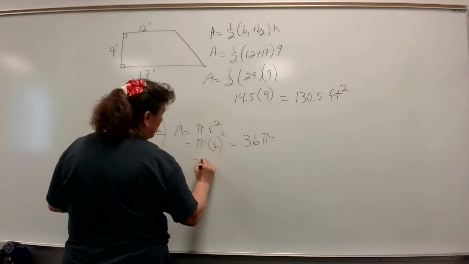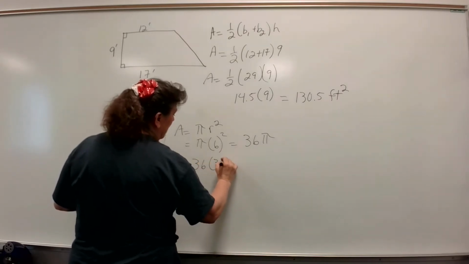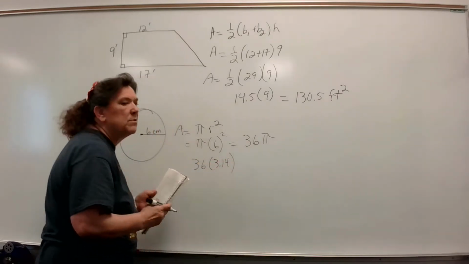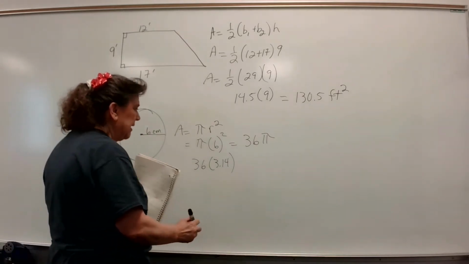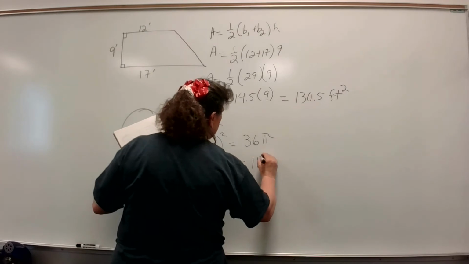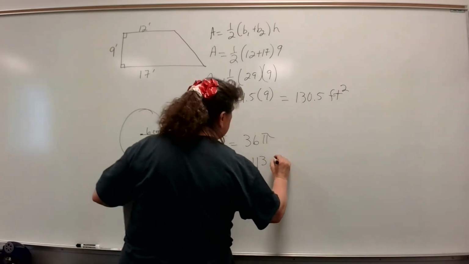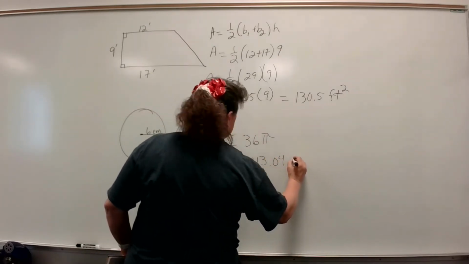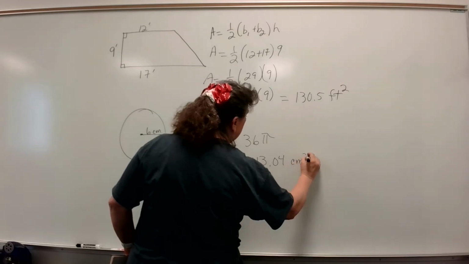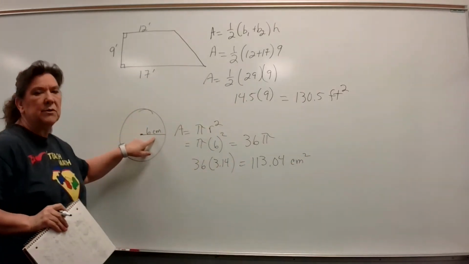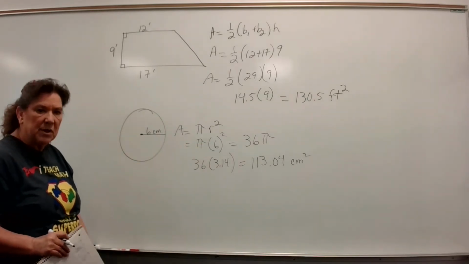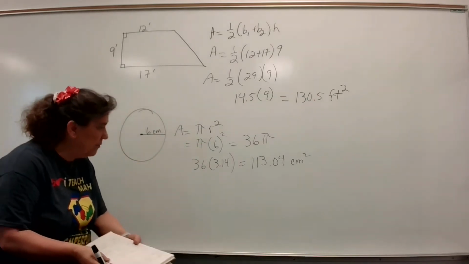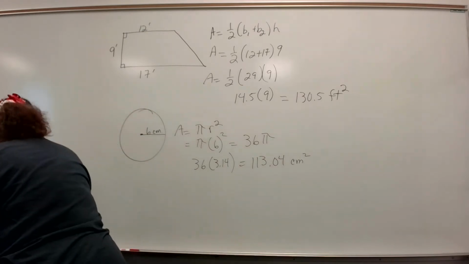Now multiply 36 times 3.14. Some of your problems will ask you to do it this way, so that's why I did it this way. And this is equal to 113.04 centimeters squared. Notice, I always look to see what my unit of measure is. It's in centimeters, so we're going to have square centimeters for that one. Okay, let's look at another one.